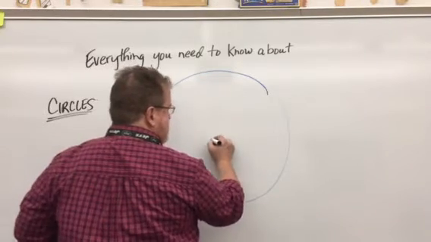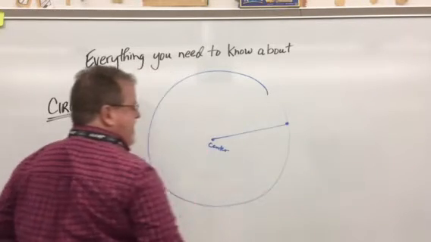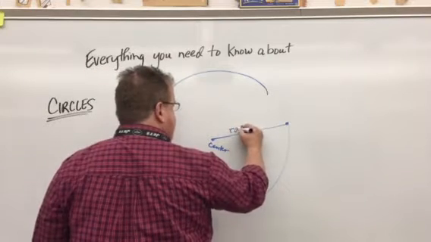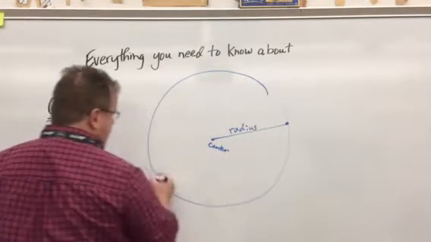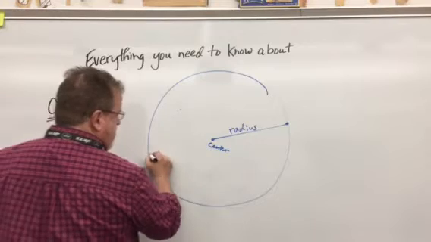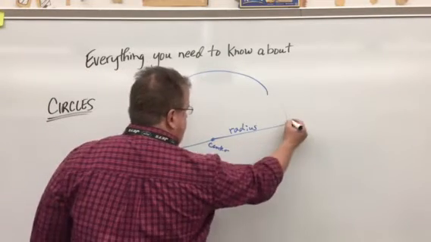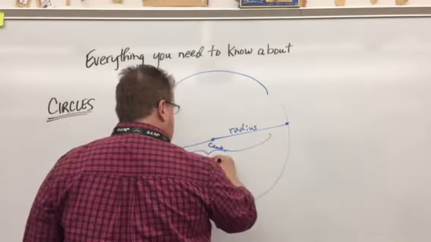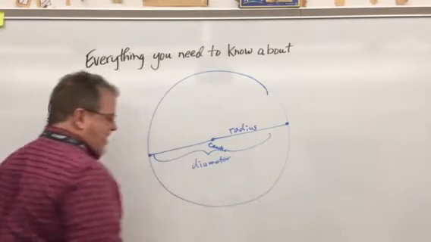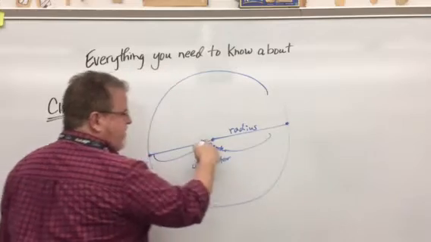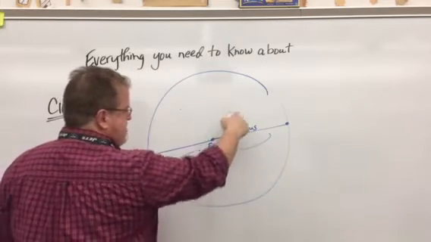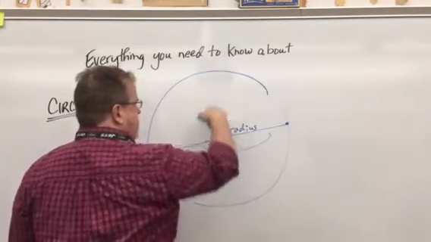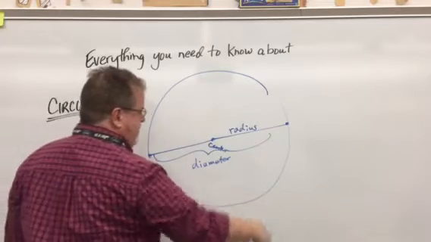A line that joins the center of the circle to the outside of the circle is called the radius. A line that starts on one side of the circle, goes through the center, and connects to the other side of the circle is called the diameter. So the diameter is the distance all the way across the circle going through the center. The radius is the measurement from the center to any point on the outer arc of the circle.